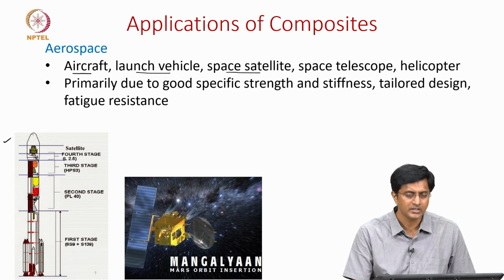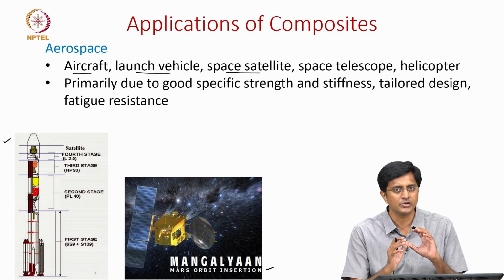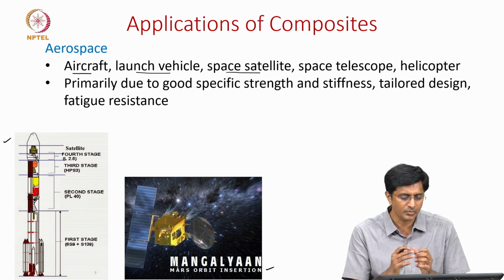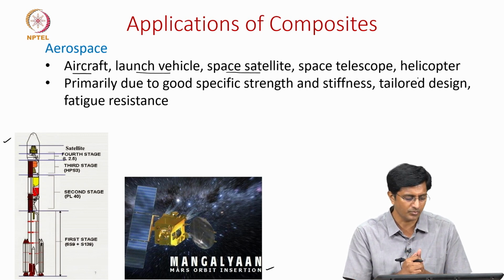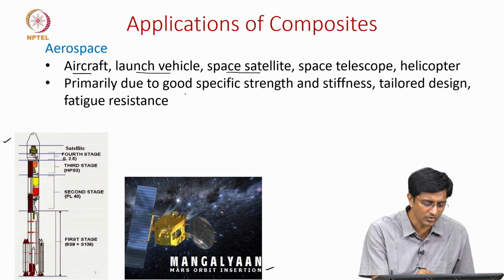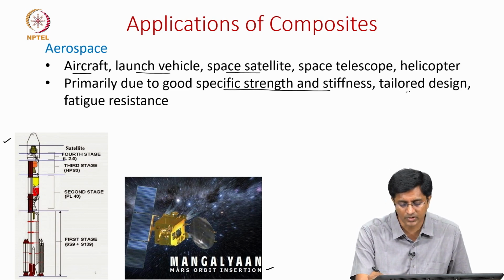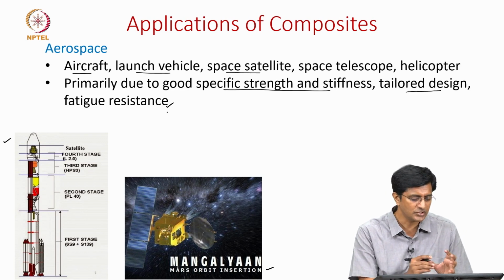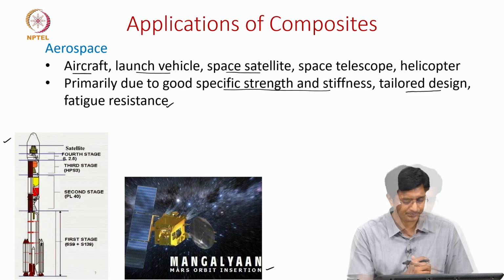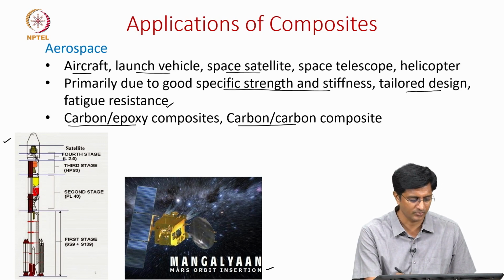As an example, the Mangalyaan satellite is shown here, but there are also applications such as the space telescopes, which are used to look at galaxies and all. They are also made up of composites. Additionally, even these helicopters where we need light weight are mostly made up of composites. The reason we are using composites in all of these applications is primarily because of their good specific strength and stiffness. But in addition to that, we have already seen that we can tailor the design of the composite material itself, as well as the good fatigue resistance, which is of primary importance in aerospace structures. Some of the examples are these carbon epoxy composites or the carbon-carbon composites.